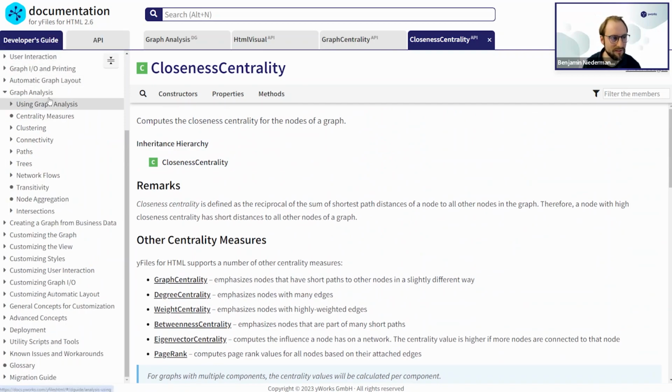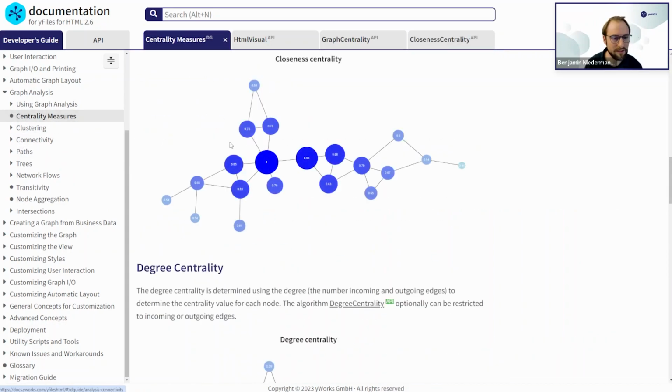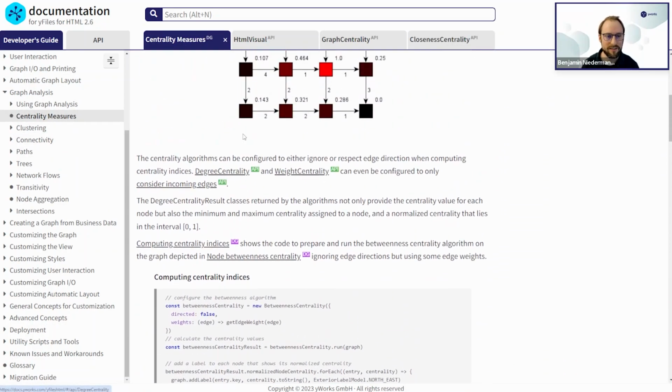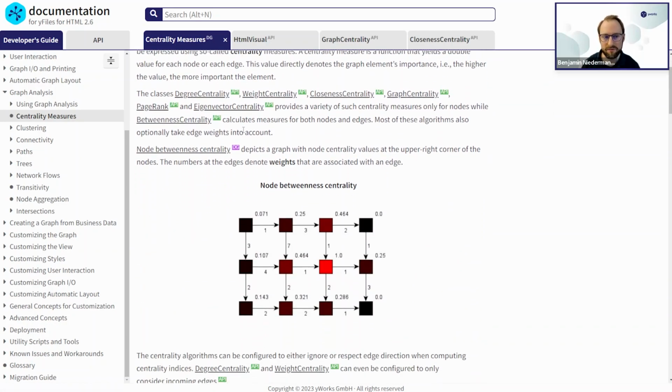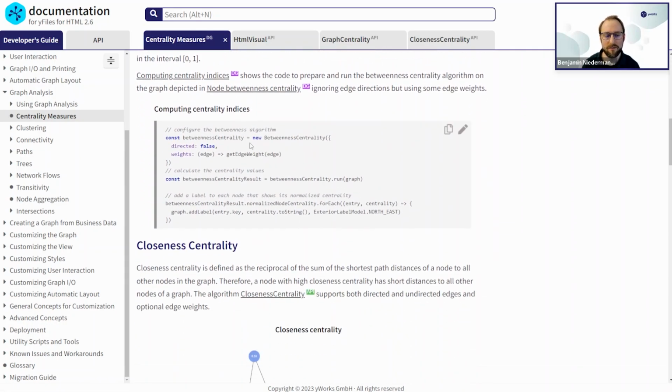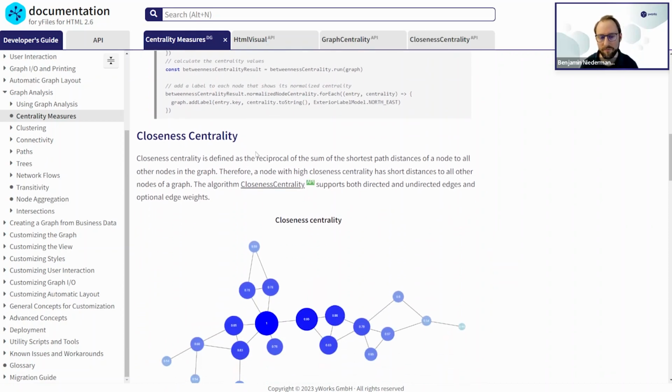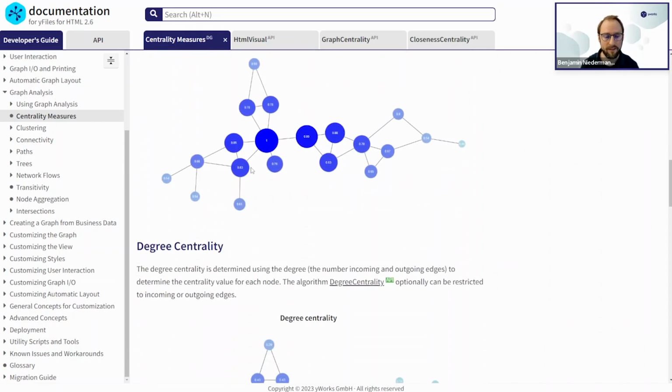No, I just went to the API. I just wanted to show you this one example, the centrality measure here. It's basically an article about how the centrality measure is used and how you can use it for your graph data. And it gives you already some ideas how to do this.